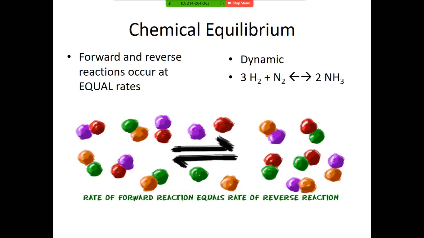The concept of chemical equilibrium has to do with reactions that are reversible, that can occur both forward and backwards. And when the forward and reverse reactions occur at equal rates, this reaction is said to be at equilibrium. So you can think of chemical equilibrium kind of like homeostasis. When things are balanced and equal, then the reactions occur at the same rates.